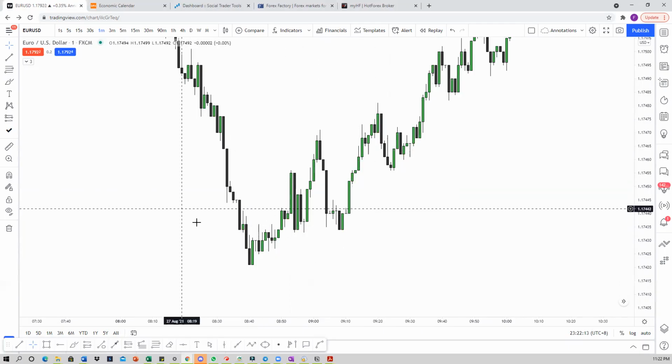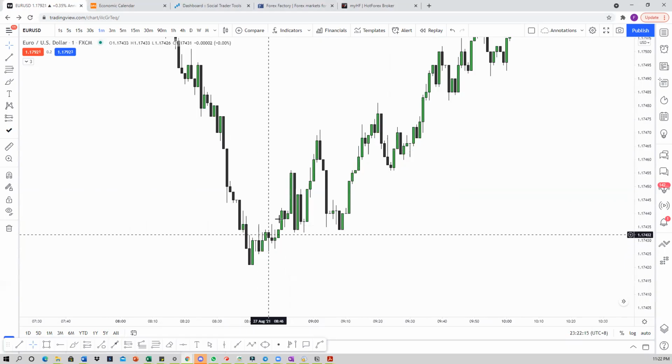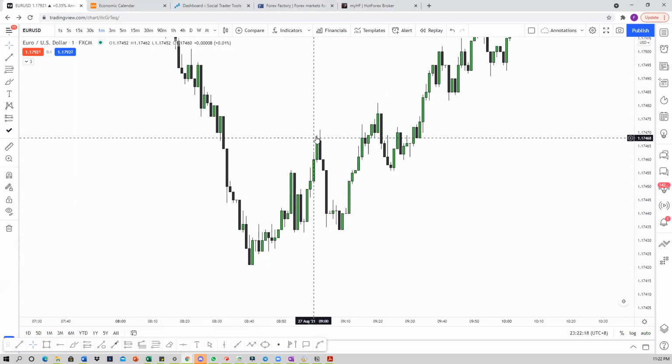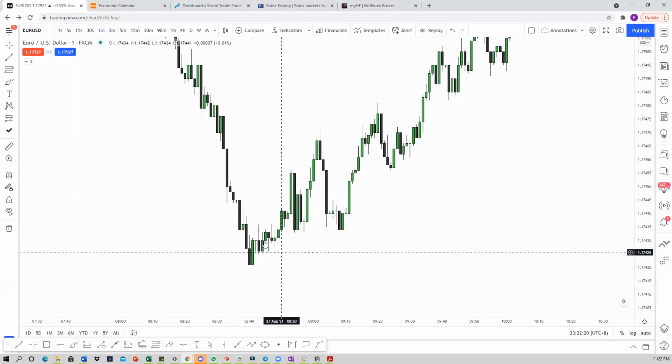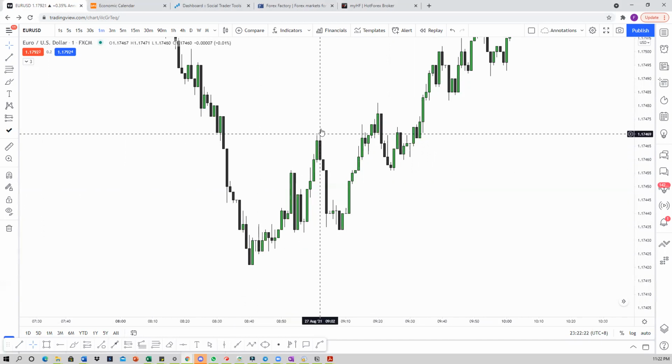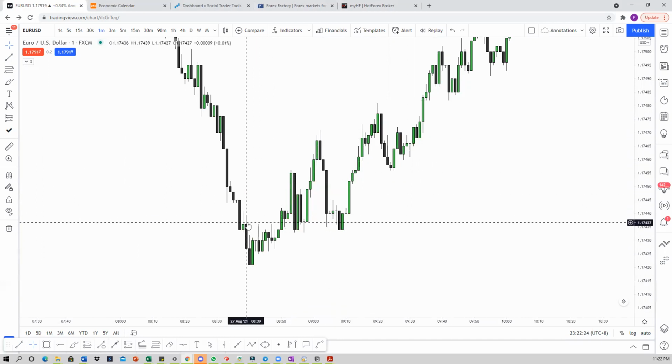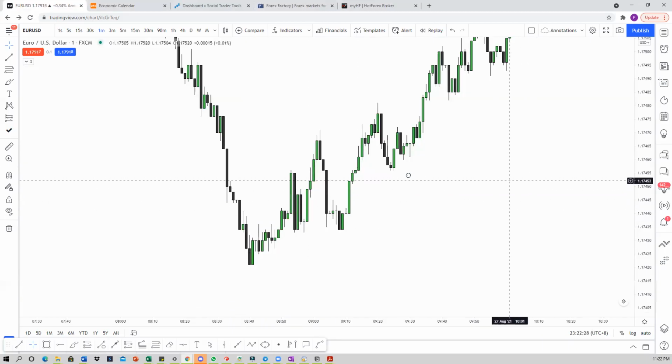Now, for confirmation, this is what you want to see. You want to see displacement away from external range or internal range, it depends on how you look at it, and you want to see price coming back into the bullish order block. Okay, you want to see price coming back into the bullish order block.